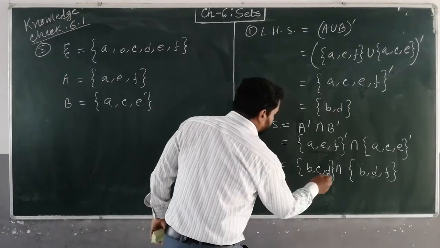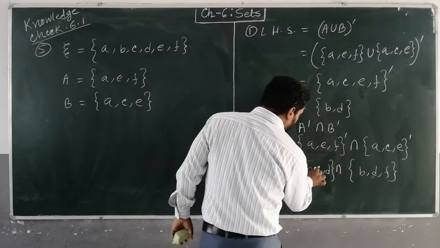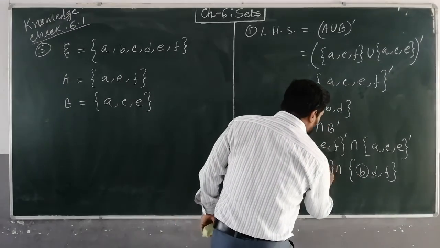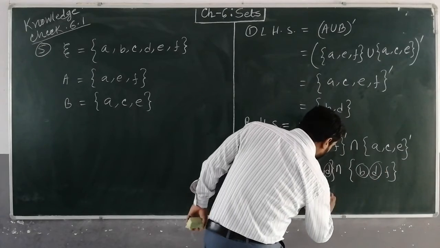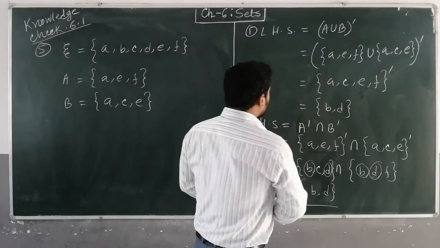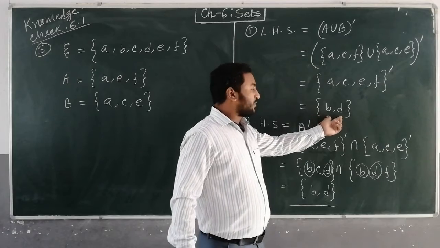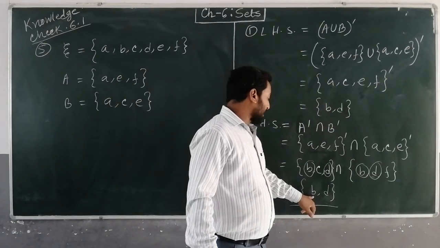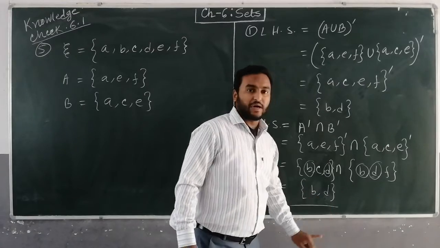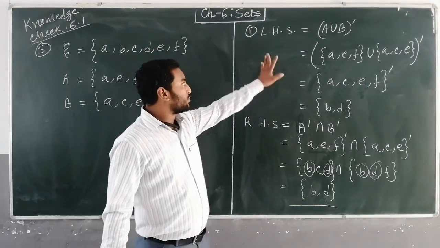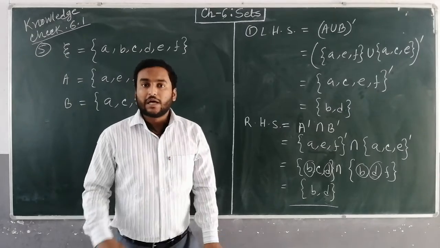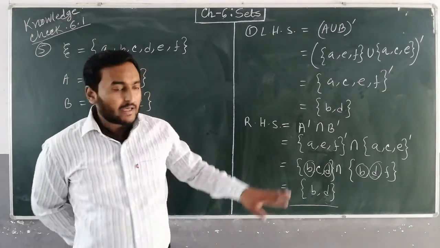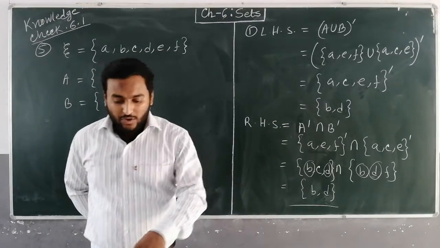Okay. So now intersection. Intersection means the common part. So b is here and b is here, so b, comma, d is here and d is here. So d. Okay. See the left hand side, where we have got a set whose elements are b and d. And in the right hand side also we have got a set whose elements are b and d. So we can say that left hand side equals right hand side. That is proved.